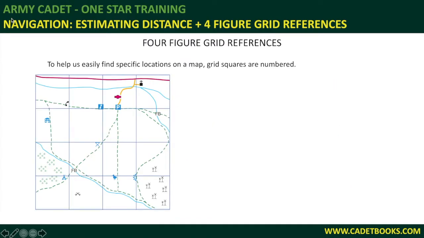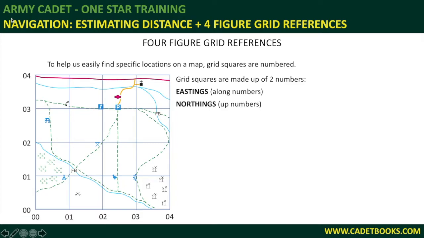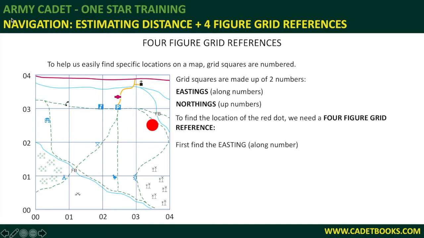4-figure grid references. To help us easily find specific locations on a map, grid squares are numbered. Grid squares are made up of 2 numbers. Eastings are long numbers and northings, up numbers. To find the location of the red dot, we need a 4-figure grid reference.